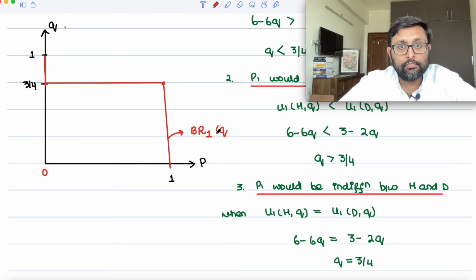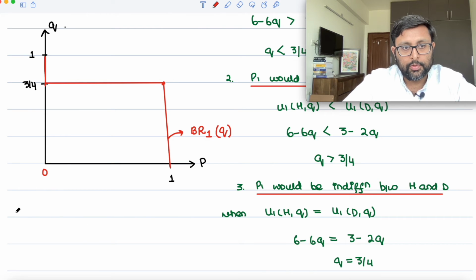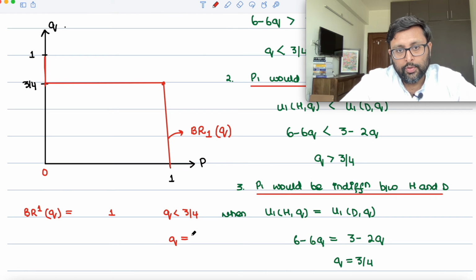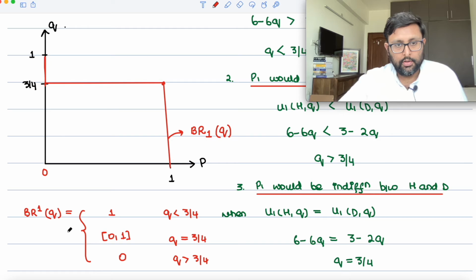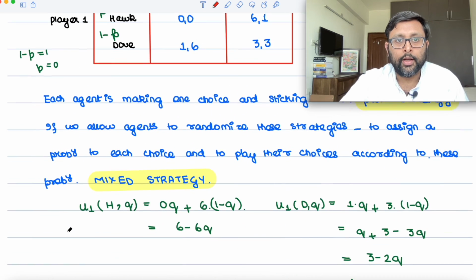It depends on the probability of playing hawk by player 2. Are you with me? So how do you write these best response functions? The best response function of player 1 depends on the probability of playing hawk by player 2. When q is less than 3 by 4, it is 1. That's what we have drawn. When q is equal to 3 by 4, you are indifferent. When q is greater than 3 by 4, it is 0. You with me? I'm sure you would have understood.